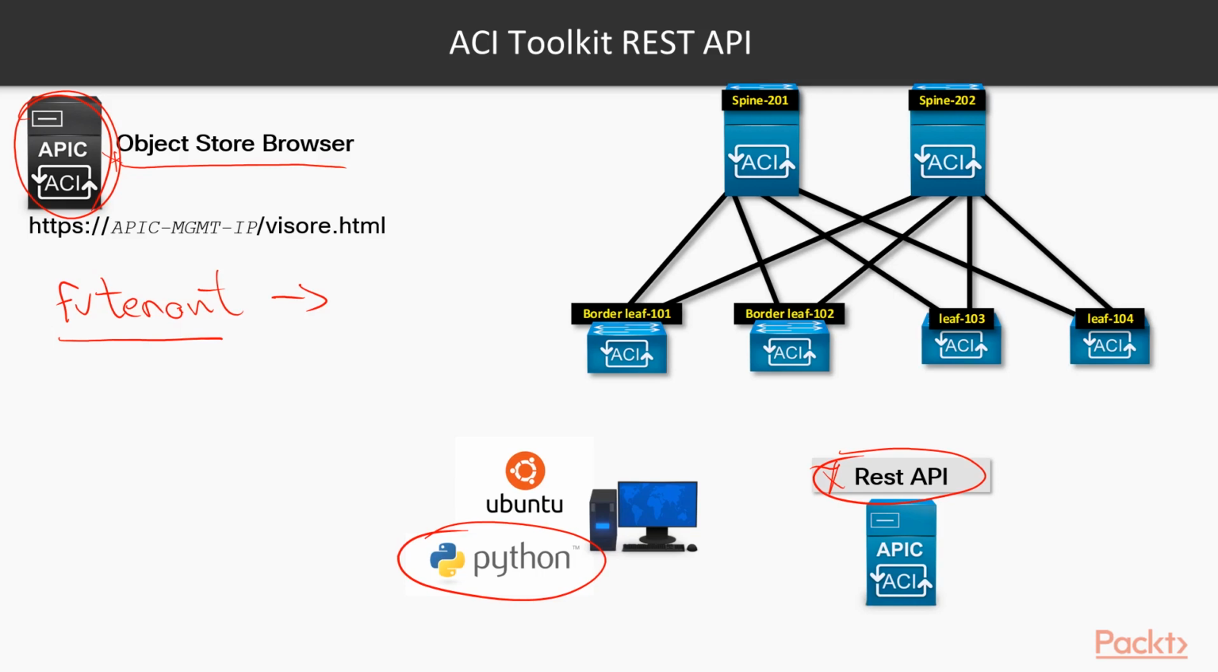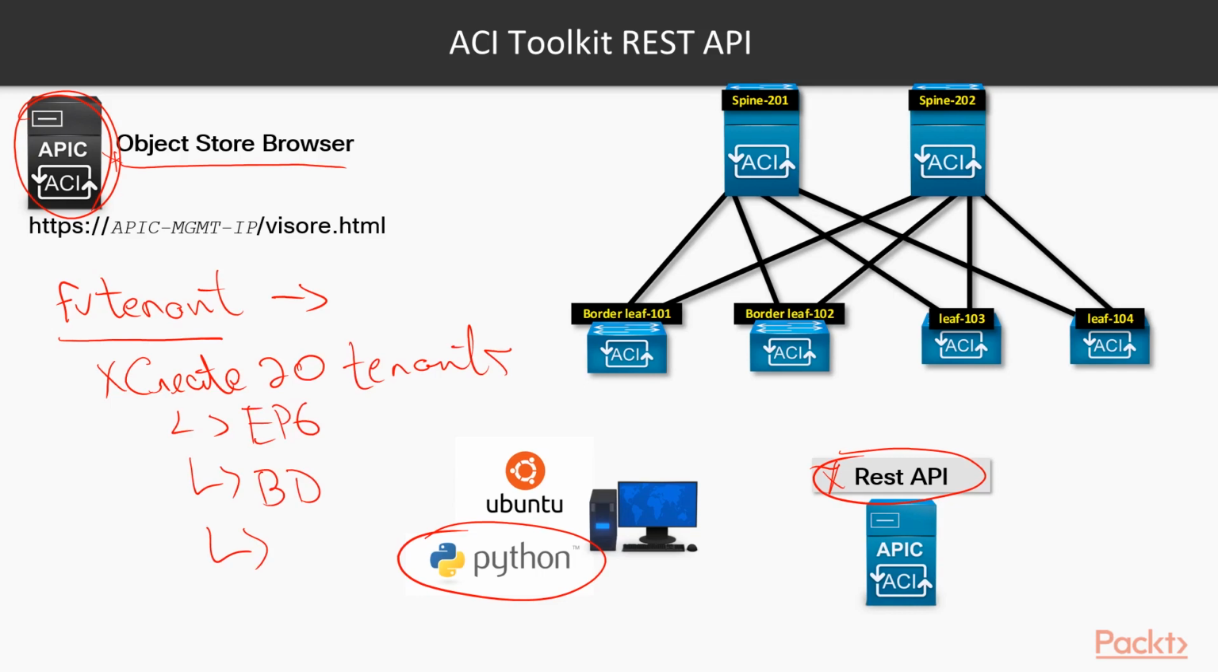Okay, so we want to build an instruction, and the instruction is to create 20 tenants, right? Inside those tenants, we want to have EPGs, bridge domains, and contracts, etc. So how do we find the variables that we need to invoke in the script in order to build that execution script or that automation script?